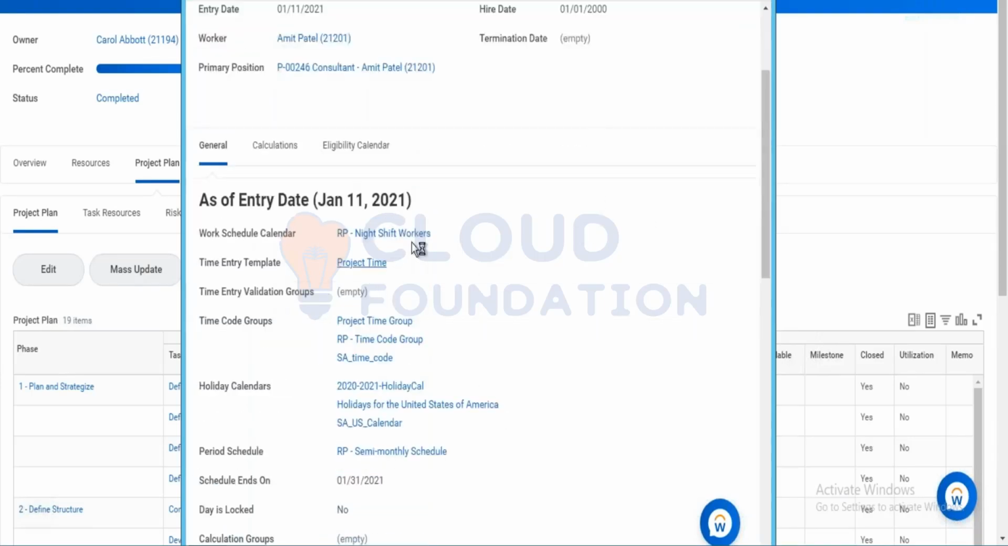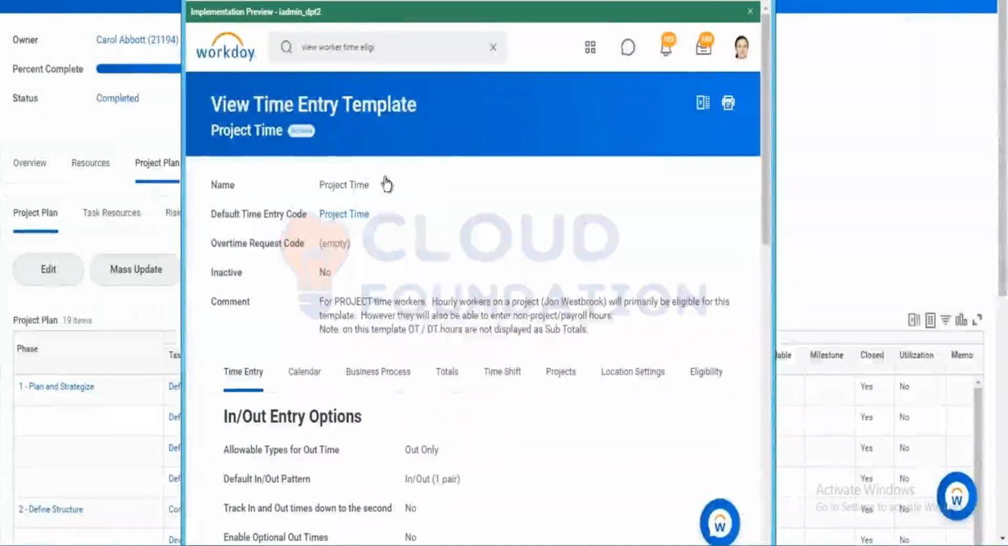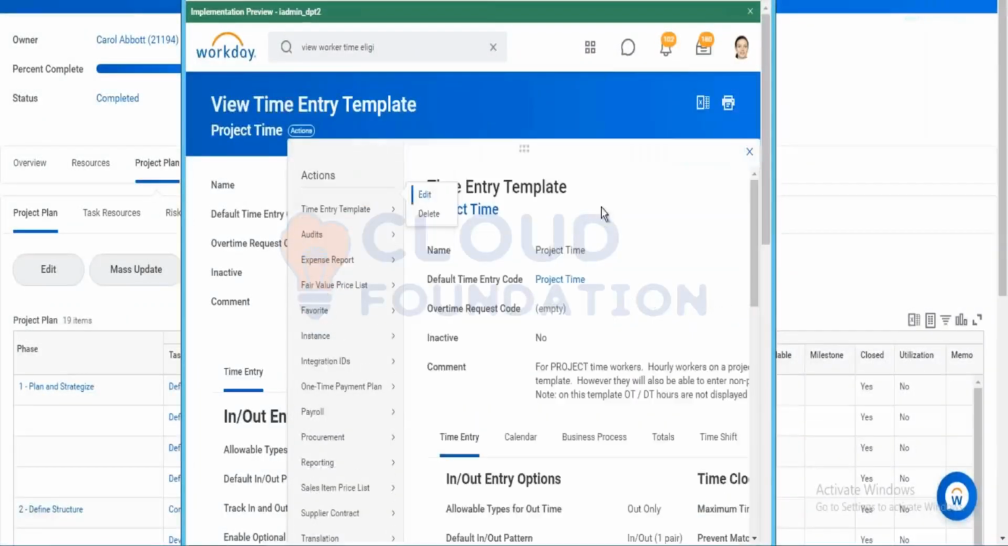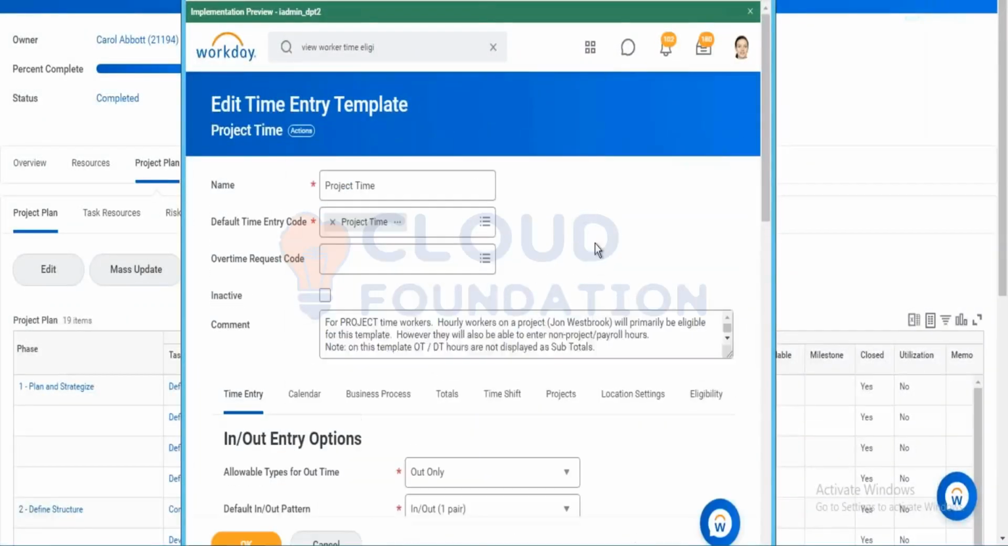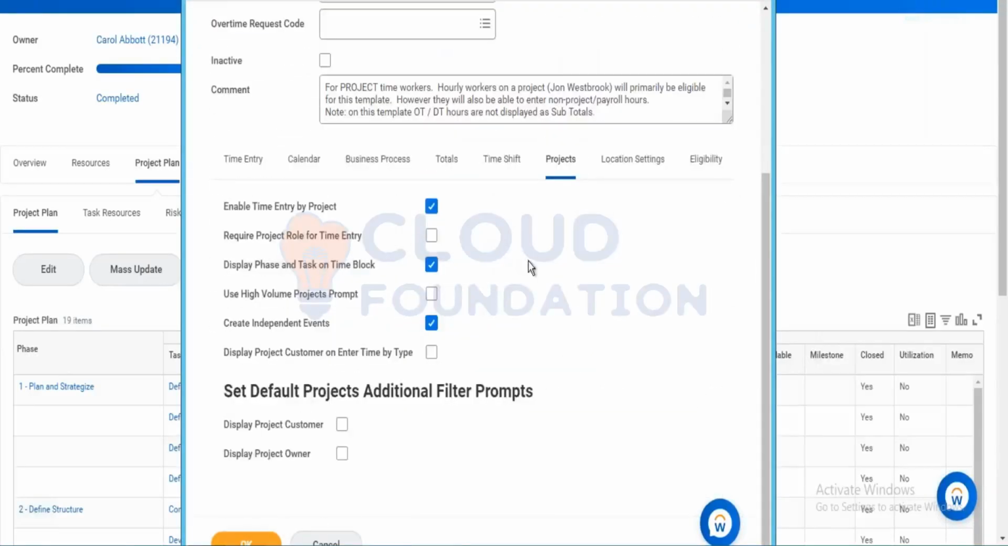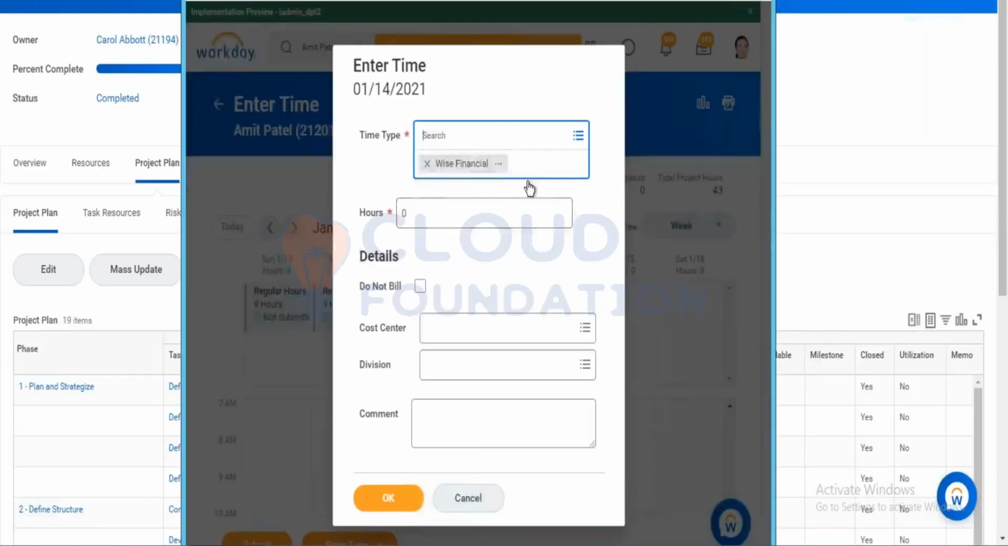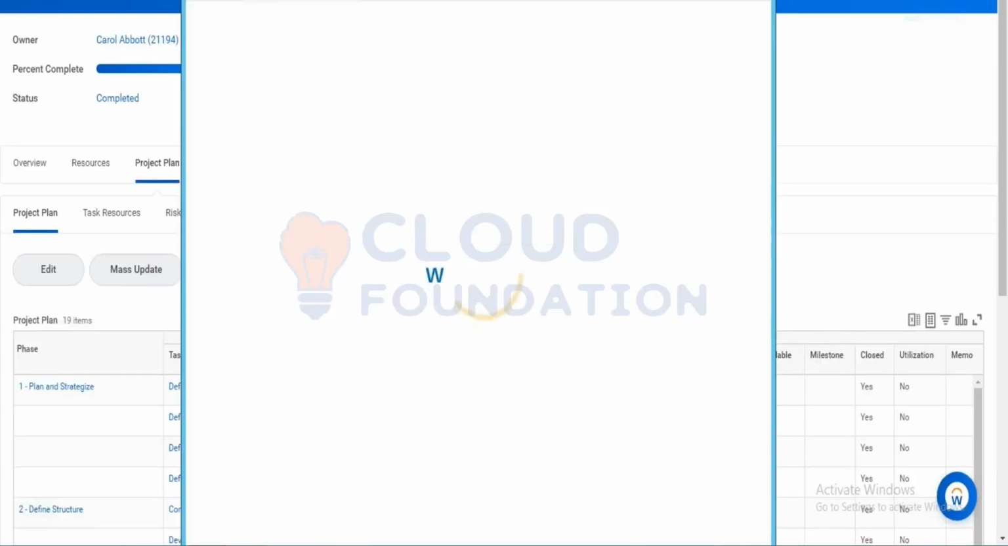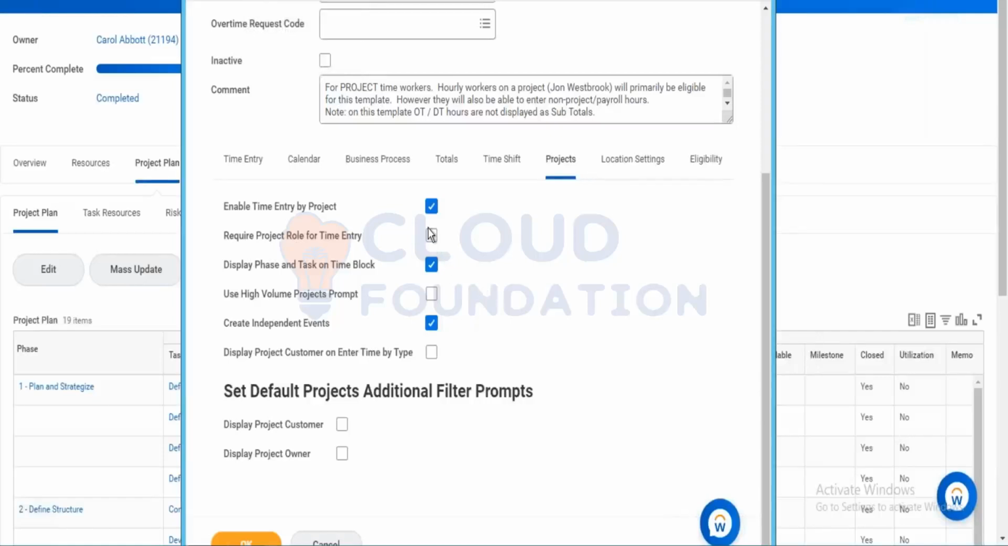You use project time. He has a template like project time. Now let's edit it. What things have been displayed? Phase and tasks have been enabled, but since it is not showing, why is it not showing? Let's see. Is it because of his security?